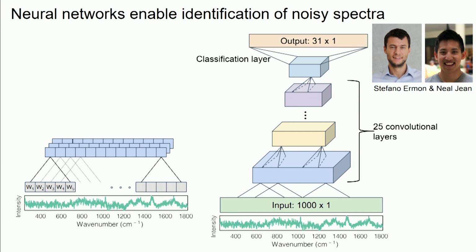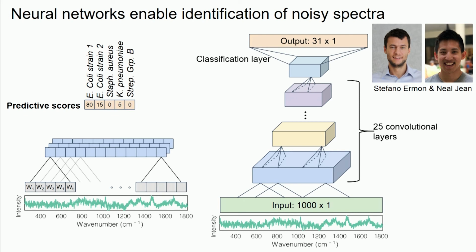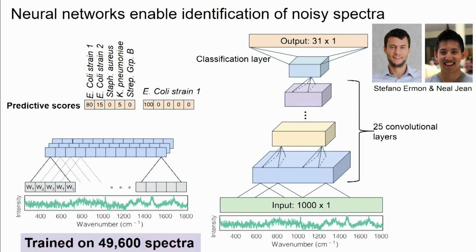So in the classification layer, the output is a series of predictive scores where each number indicates how likely the network thinks that this spectrum corresponds to that class of bacteria. Now in the training process, we compare this to what we know to be the true class of the bacteria, which is represented just as 100% in the correct class. And we repeat this process for about 50,000 spectra that we show the neural network so that it can adjust its weights and filters accordingly to minimize the difference between its prediction and what we know to be the truth.